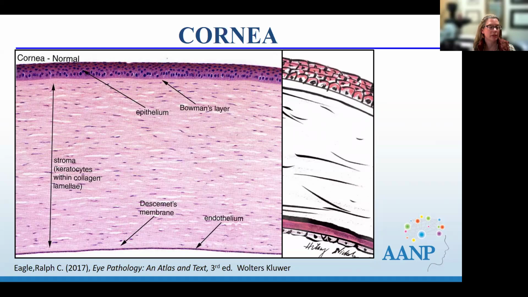Below that is Descemet's membrane, a true basement membrane that has high tensile strength, and then the endothelial layer, which are derived from neural crest cells. And so you'll see on the right here an example of some of the artwork that you'll see throughout. And then I use some of these images from Ralph Eagle's book. I'll show his book at the end as a reference. I think for learning fellows, this is an excellent book to use to learn eye pathology from the beginning.